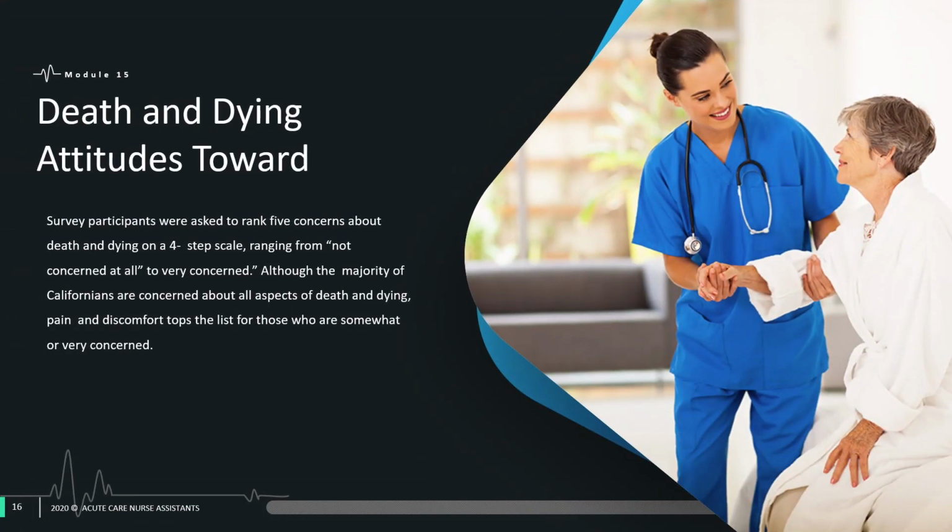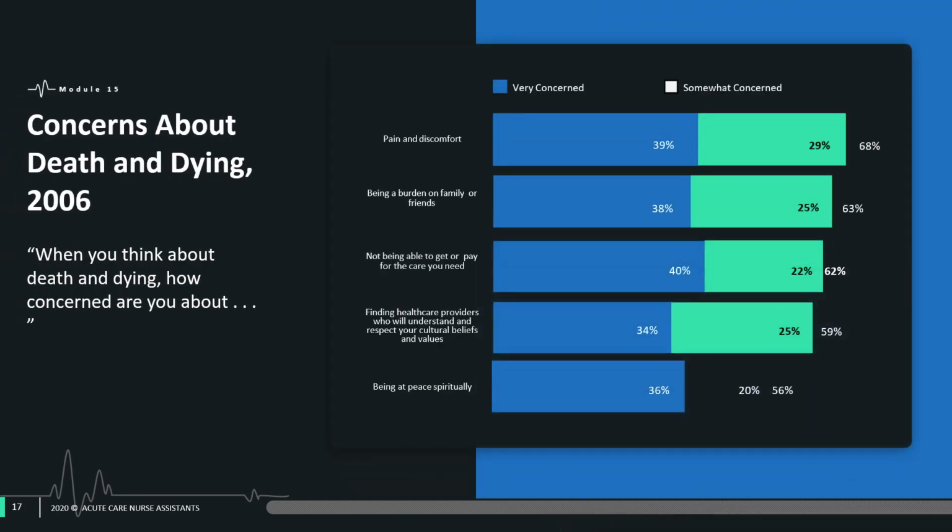Attitudes toward death and dying. Survey participants were asked to rank 5 concerns about death and dying on a 4-step scale, ranging from not concerned at all to very concerned. Although the majority of Californians are concerned about all aspects of death and dying, pain and discomfort tops the list for those who are somewhat or very concerned. Concerns about death and dying, 2006.